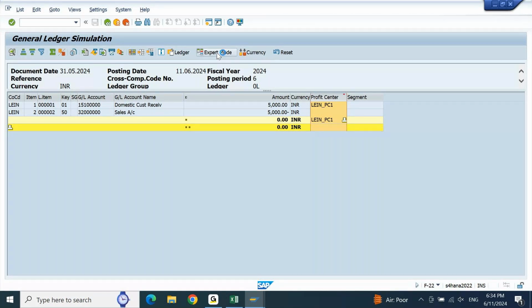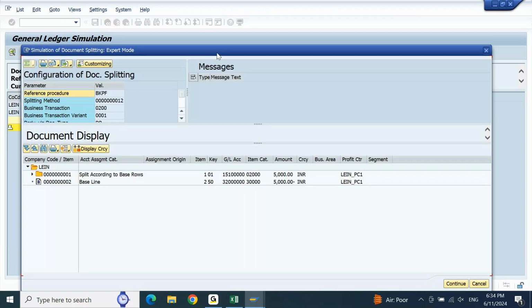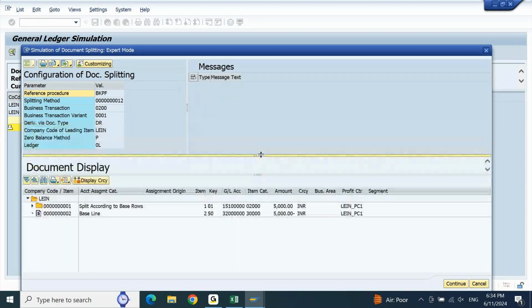Then you need to click on expert mode. All these things you have to practically talk about in your interview. Simulate general ledger, expert mode, and expert mode will tell on what basis the system is splitting the entry. On what basis the system is splitting the entry, the system is going to look at it.